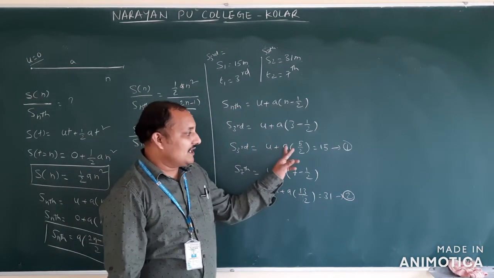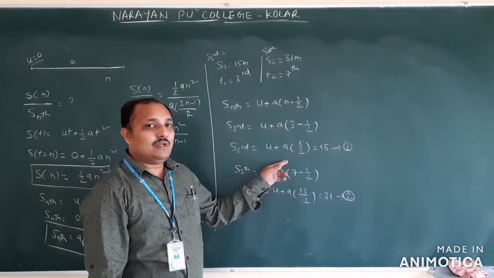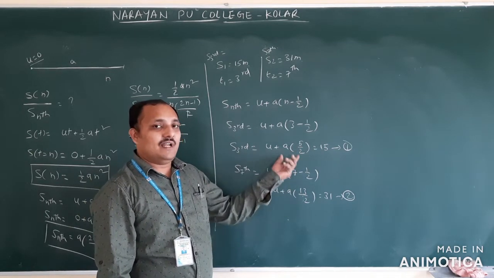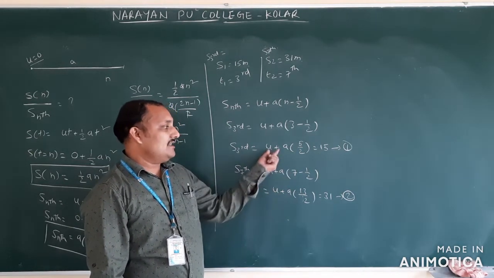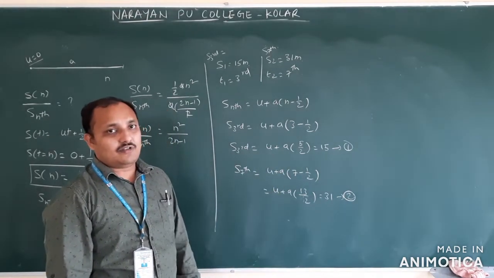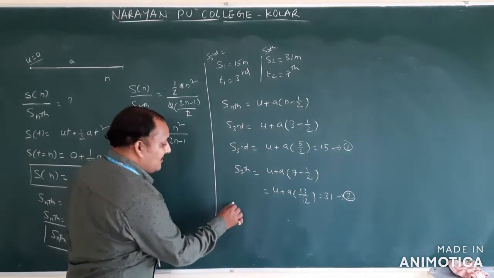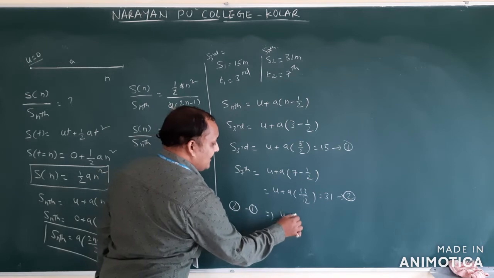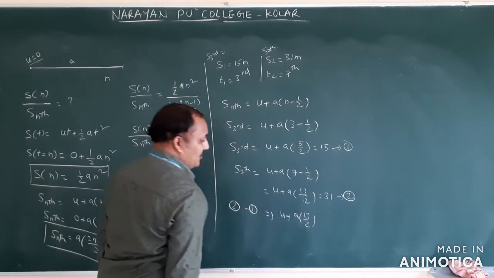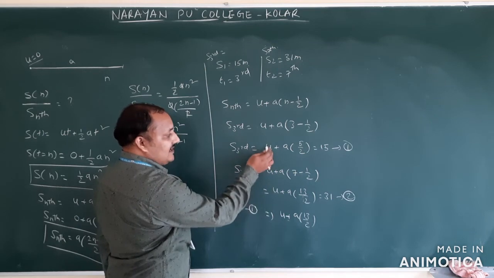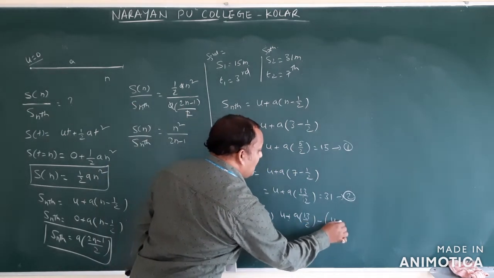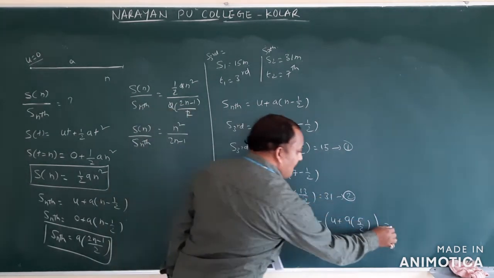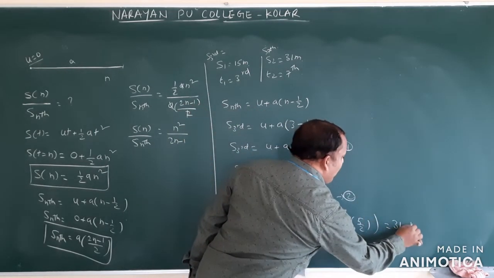In equation number 1, U and A. In equation number 2, U and A. Two equations, two unknowns. How to solve this? One time you add, one time you subtract. If you subtract, this minus this, more minus less. If you don't want to solve otherwise, you can take 2 minus 1. What is 2 here? On the LHS, U plus A into 13 by 2, minus, from equation number 1, U plus A into 5 by 2. Next, on the RHS, 31 minus 15.